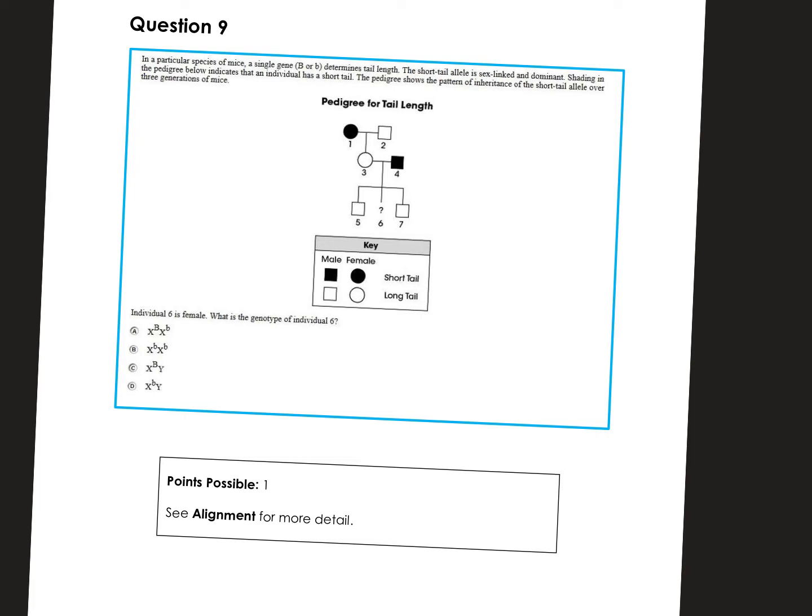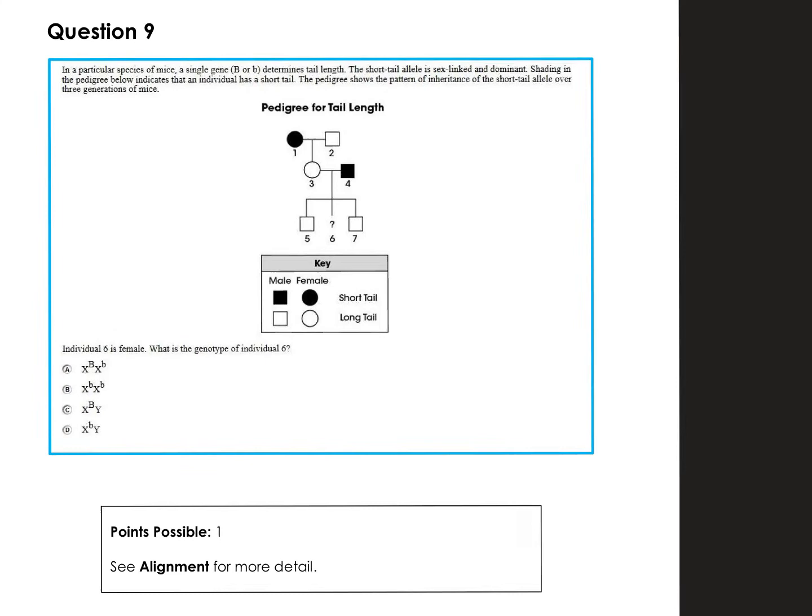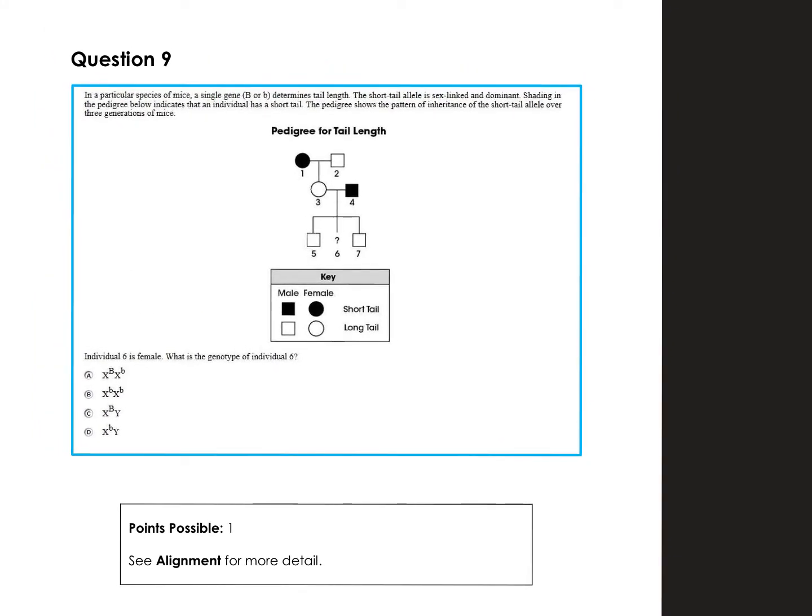Number 9 is a particular species of mice, a single gene, either big B or little b, and determines its tail length, right? So we know we're going to be dealing with dominant or recessive, and that has to do with tail length. A short tail allele is sex-linked and dominant. So let's go ahead and write that down. Short tail is dominant and it's sex-linked. Sex-linked and probably X-linked, right? So it's going to be something like this.